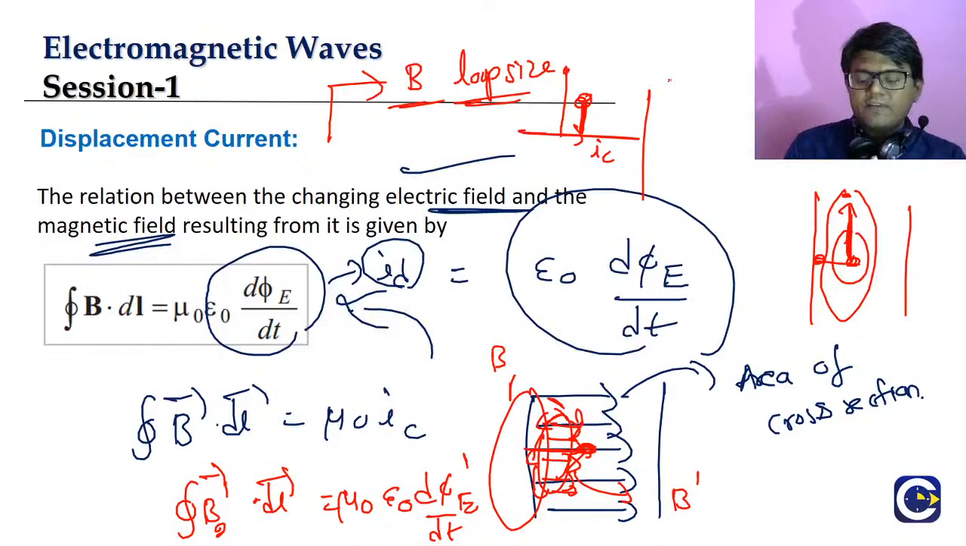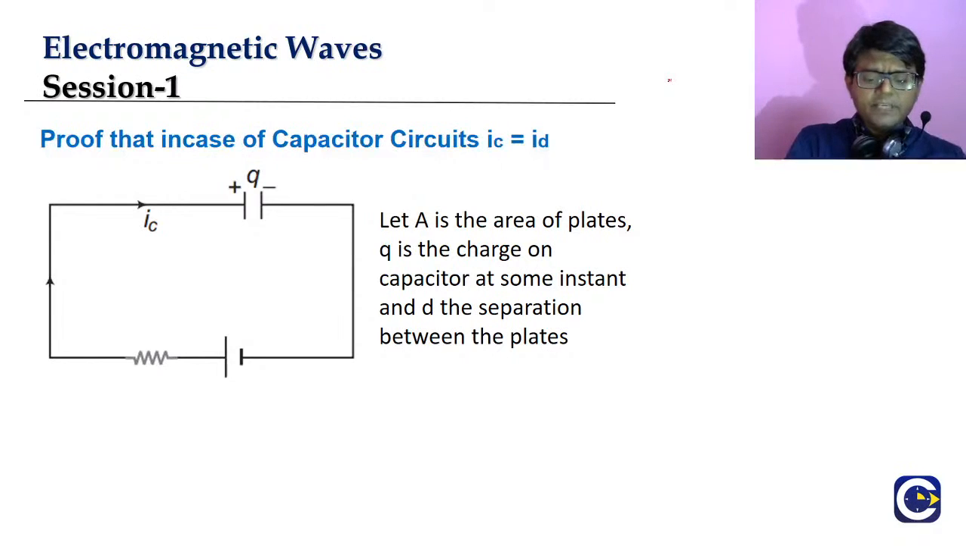So what is the key idea from here? When you are trying to apply the Ampere loop rule, the modification is to account for the magnetic field generated by the changing electric field. So what is the term that you are introducing? Displacement current. The total value of displacement current that will flow through the region between the two plates will be numerically equal to the conduction current.